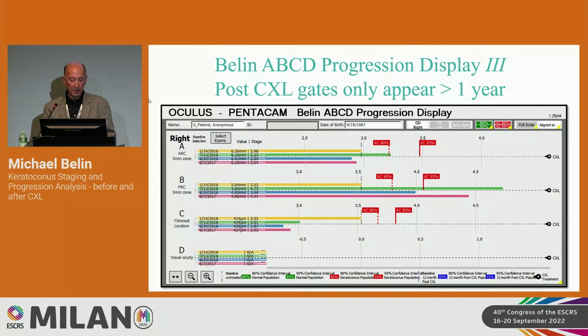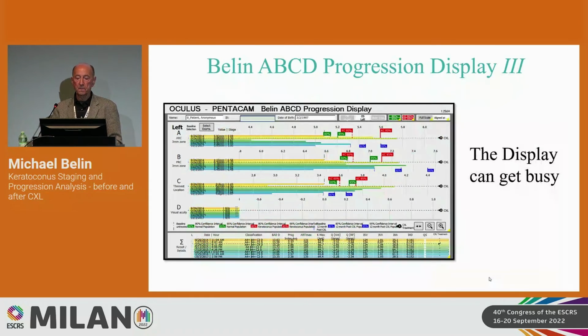You can see on the bottom here, though, we have green for that normal population, red for the keratoconic, and now blue gates for post-cross-linking. So here is now an exam that has a number of exams after cross-linking. You'll see, I think there are 5 or 6 exams after cross-linking, and you'll notice the gates only appear on those that are at least 1 year out.